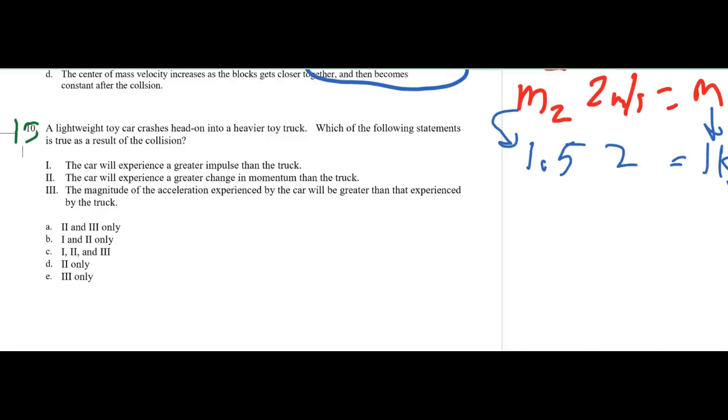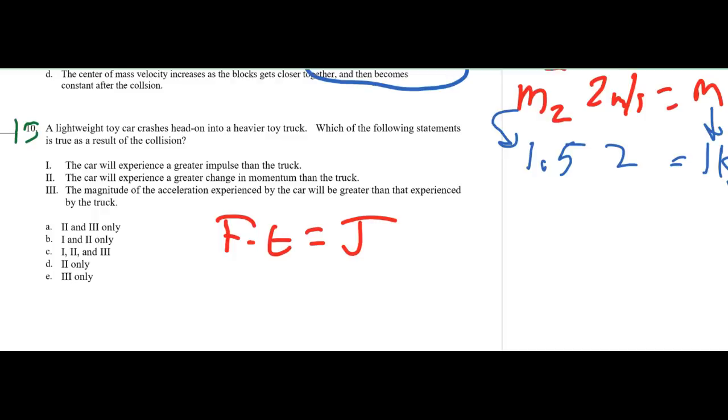Alright, on this question, number 15, a lightweight toy truck crashes head-on into a heavier toy truck. Which of the following statements is true as a result of the collision? So it talks here about impulse. I know impulse is force times time. So when they collide, how do the forces compare?